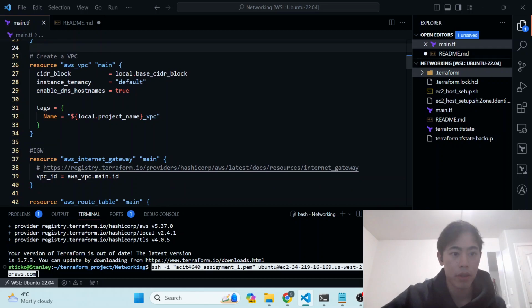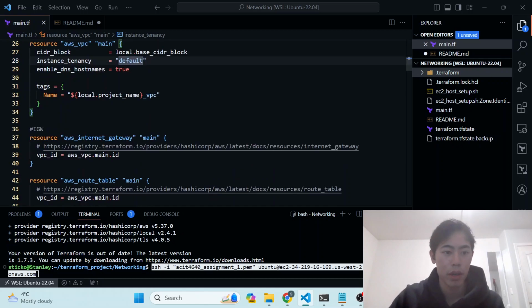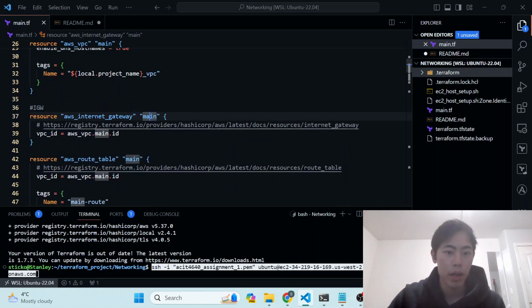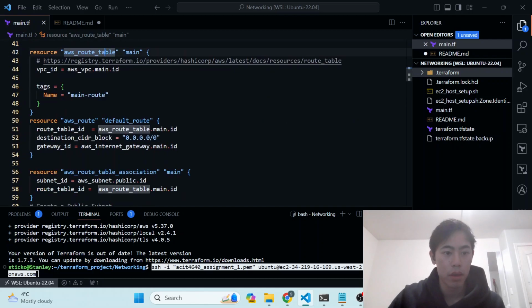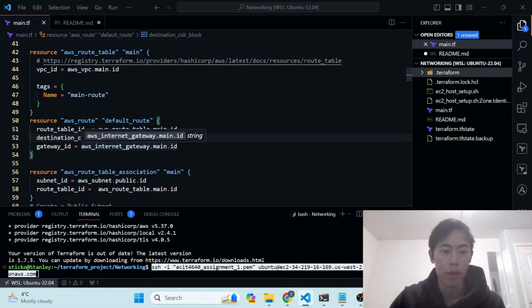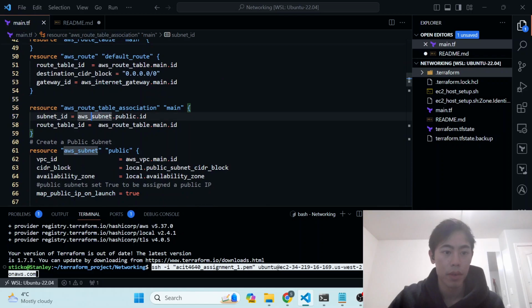Next, this resource block creates the VPC. True default is that AWS is shared on a hardware, to save money. Internet gateway, so that my instances can be connected to the network and are discoverable. Route table, this resource block puts those to use. The destination CIDR block is all zeros, so it can be from anywhere and everywhere if a CIDR block is not declared. Subnet ID with the AWS subnet right there.